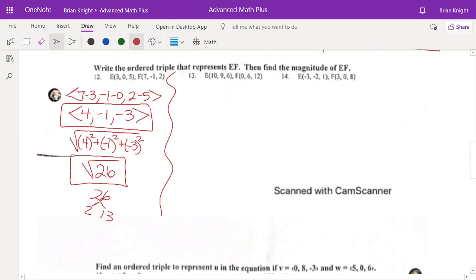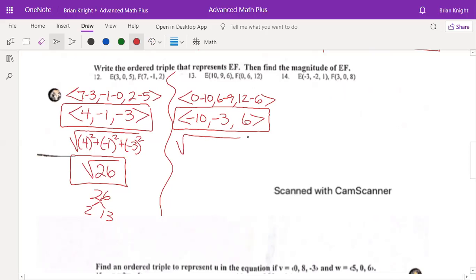13. We have 0 minus 10, and 6 minus 9, and 12 minus 6. Again, just be extra careful. You have to subtract the second point minus the first point, okay? So negative 10, negative 3, and 6. I will know if you subtracted the wrong way because all your numbers will be right, but every sign will be incorrect. Okay, so don't do that.